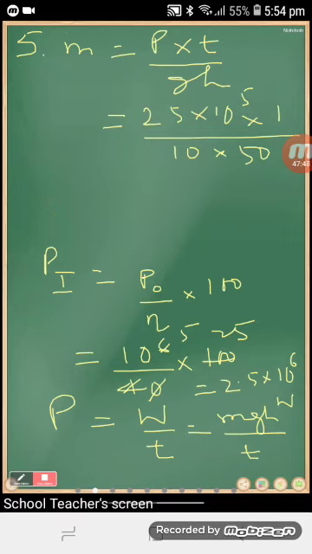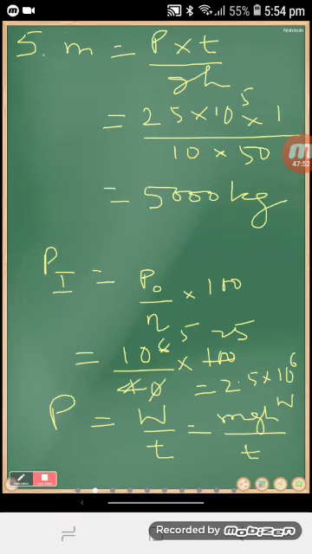That is 5,000 kg. Keep in mind all the values we are taking in the SI system. So here also you can get 10 to the power 4, 10 to the power 3, 25,000 by 50, and that you will get as 5,000. I hope this is clear to all of you.